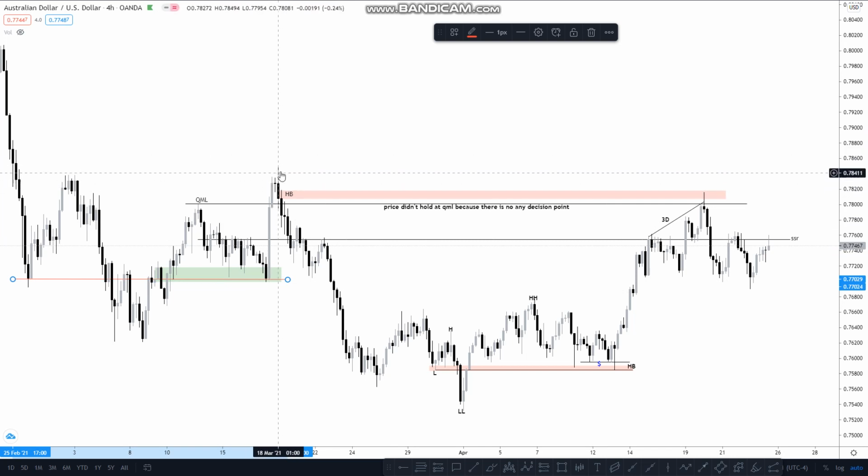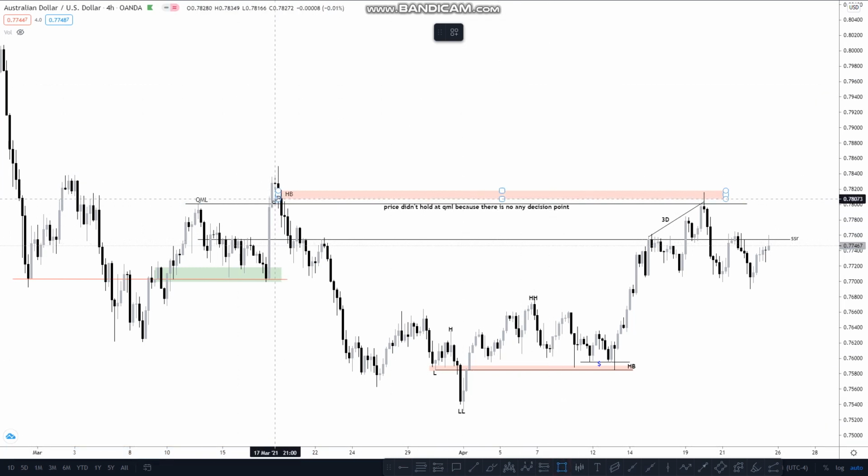Then market pushes to the upside, creates another level of liquidity, then we have the higher high. From the higher high, if you can check, we have this MPL, we have the QML level, but at the QML level there is no decision point here. Nothing was sitting here for us to focus on, saying market is going to touch this line and drop. There is nothing there.